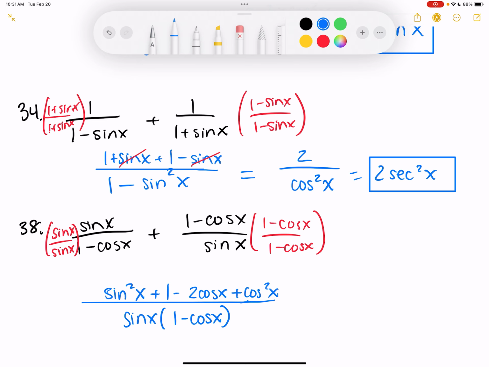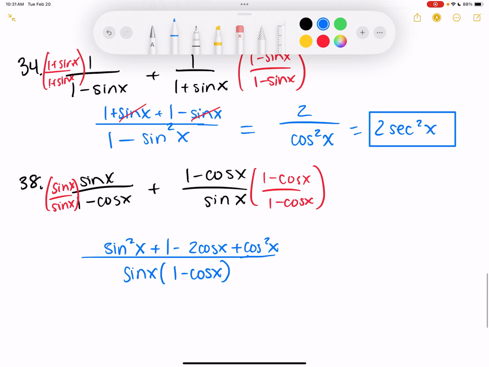Yes. I was waiting for the signs, like the 1 plus 1 minus. So I was like, wait a minute. No, it just needs to be 2. So 2 minus 2 cosine x over sine of x times 1 minus cosine of x.